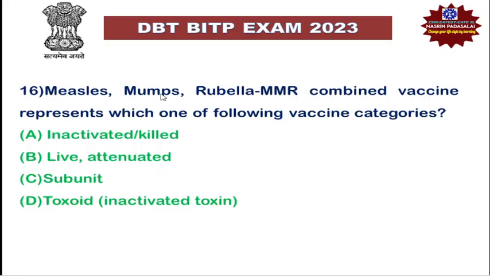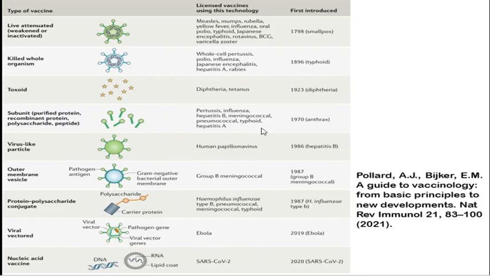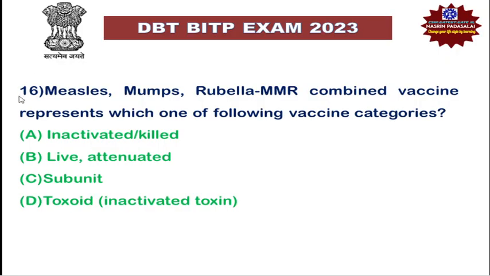Next, measles, mumps, rubella is MMR. The combined vaccine represents which one of the following vaccine categories? So here I had this Nature article. Here you can see measles, mumps, rubella, yellow fever, influenza, oral polio, typhoid, Japanese encephalitis, rotavirus, BCG, varicella zoster. Okay, all these diseases are protected by employing live attenuated vaccine. So the correct answer is option B, live attenuated.